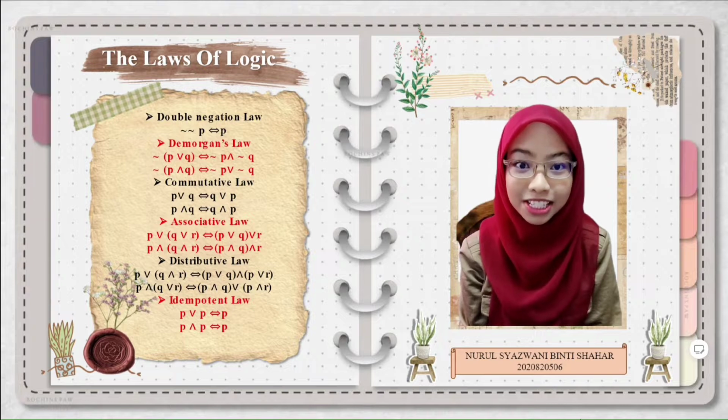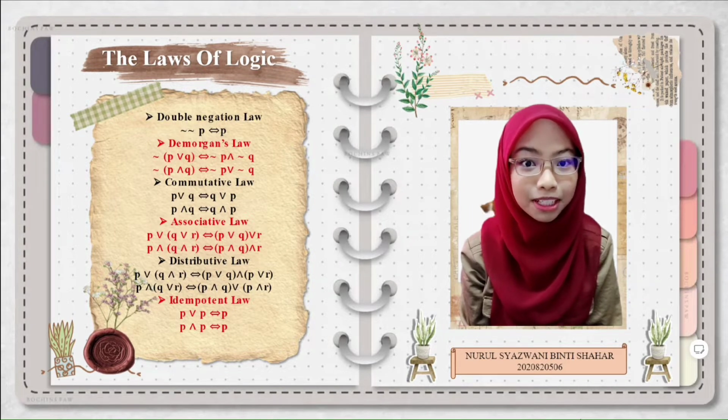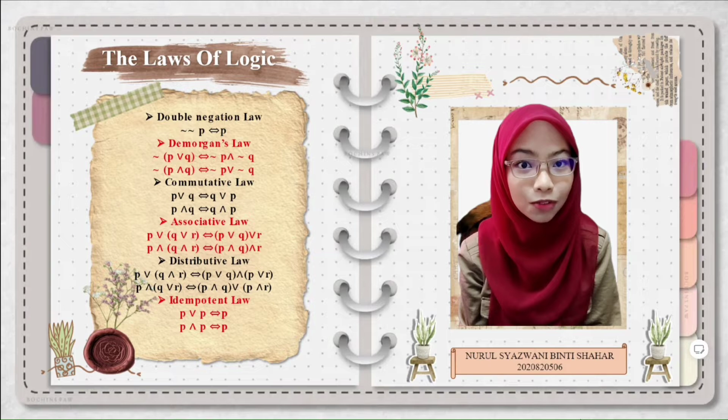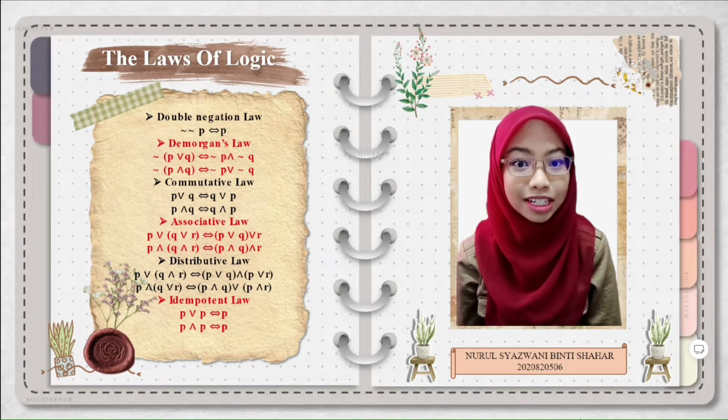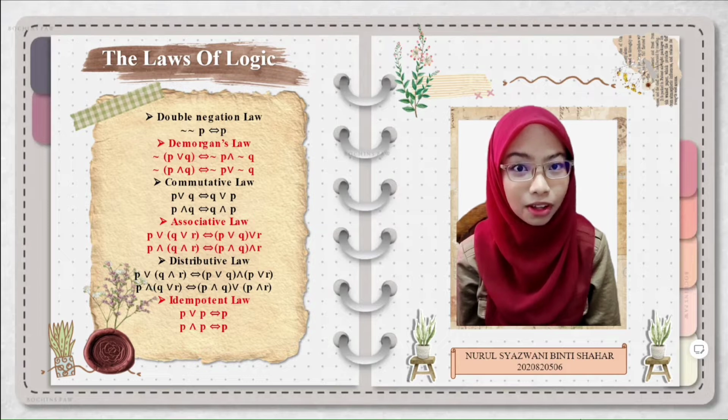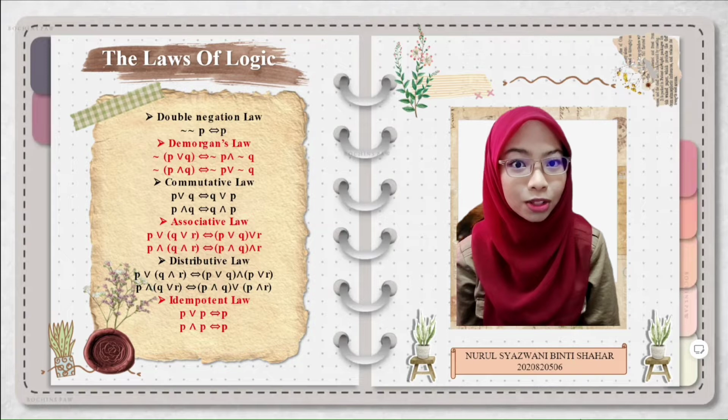So in this video, I will present for chapter 2 topic, the laws of logic. We have 12 laws in this topic. The first one is double negation law. When you see the negation is double, we can use this law to make it into natural P.